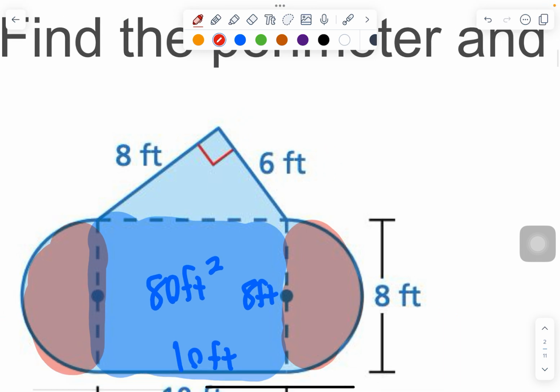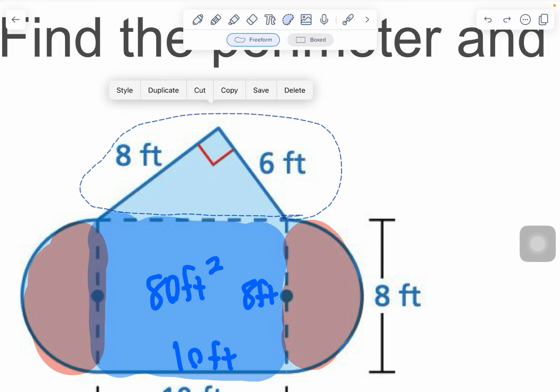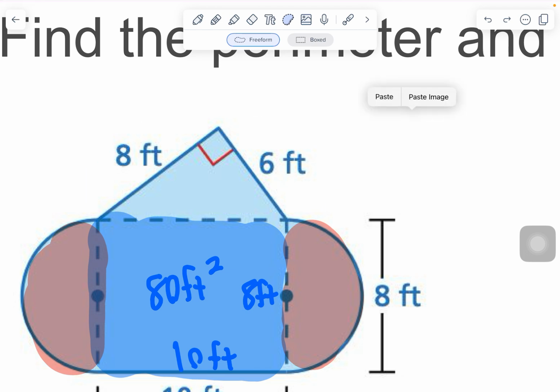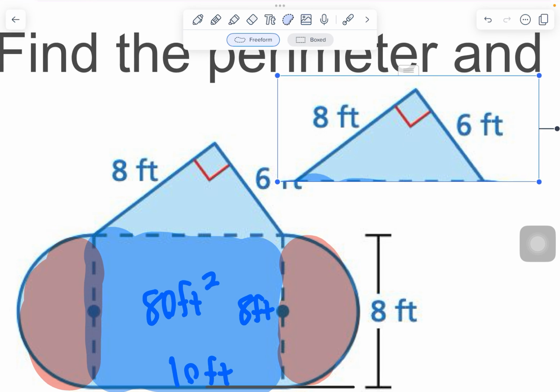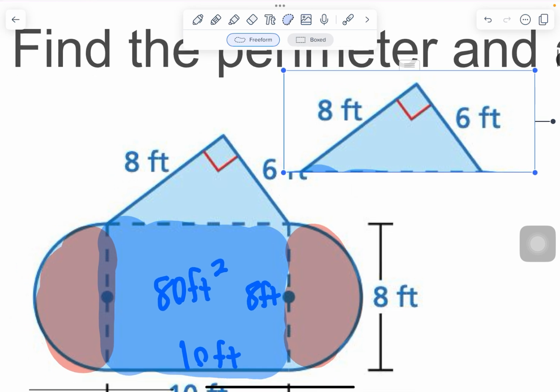What kids get confused with sometimes is, well, here's my base, 10, but I don't know my height going up the middle of the triangle. And I can't show you on a video, but if you rotate your iPad... you know what I could do? Take this, copy, paste image.